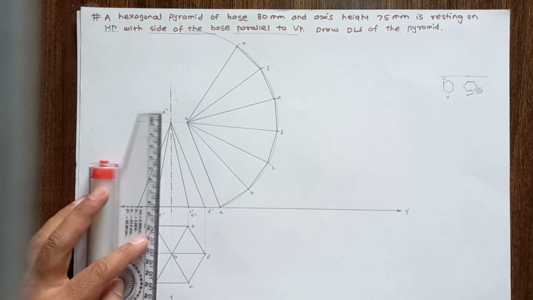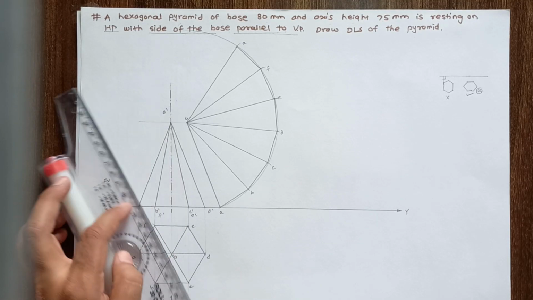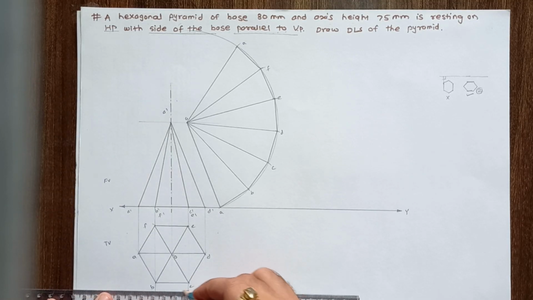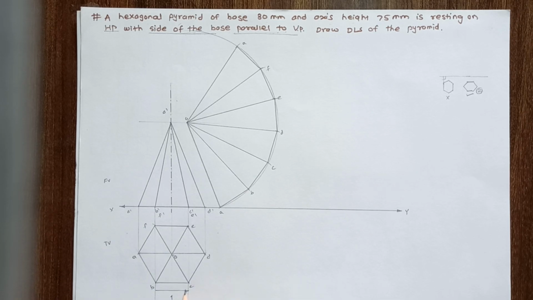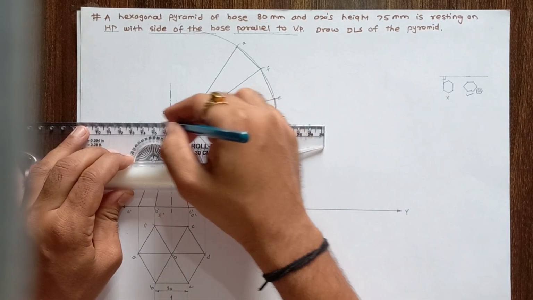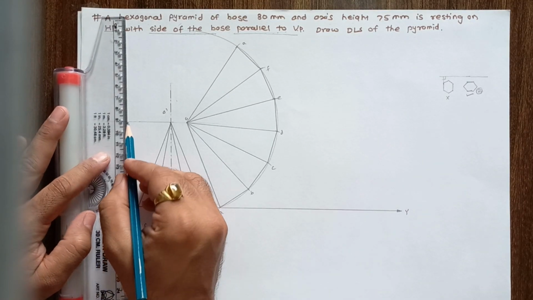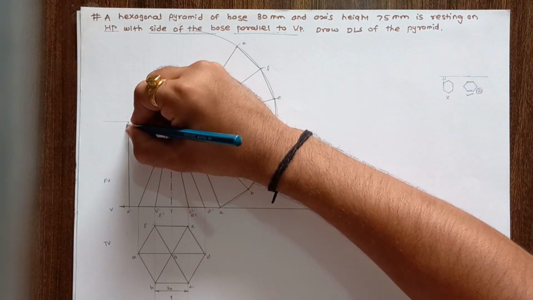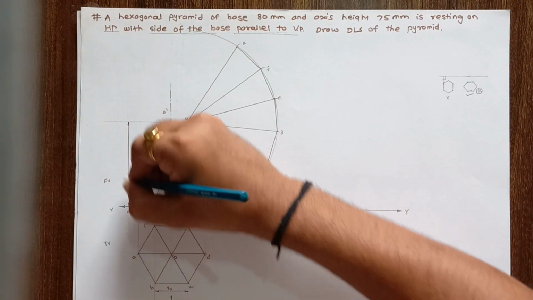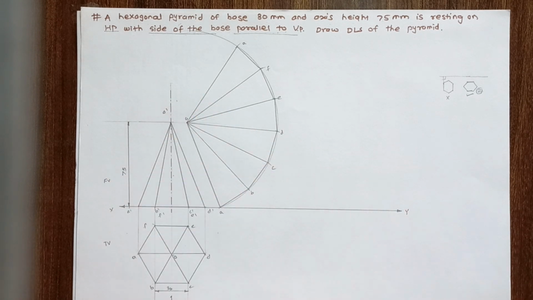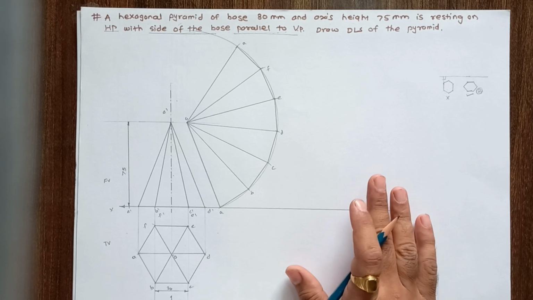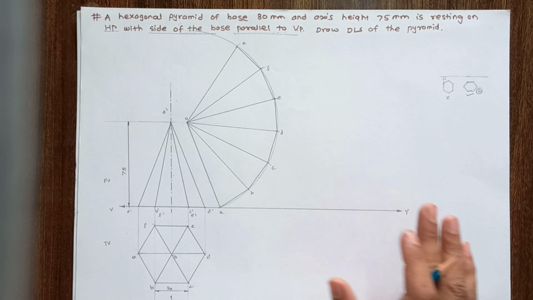Now show the dimensions. So the base edge distance is 30 mm and axis height is 75 mm. This is a complete solution for this problem.